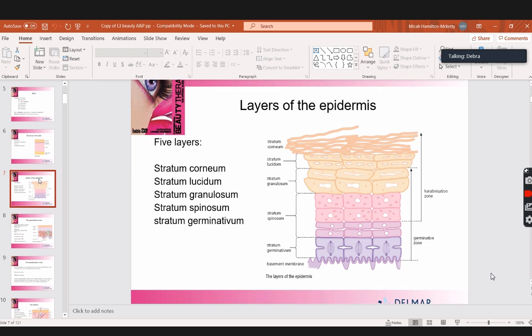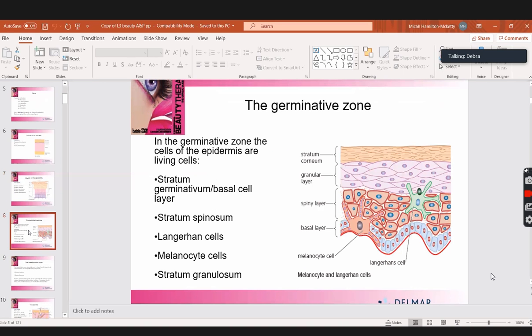Okay, and the 5 layers of the epidermis constantly change over a period of 28 days. They start right at the bottom at the germinative layer, the germinative zone, and work their way right up to the stratum corneum, or the horny layer. No blood supply. That means you cannot bleed if you cut in that area.